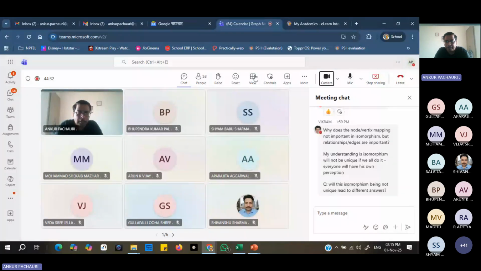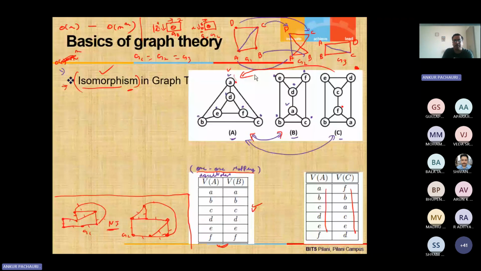So it will not be unique. If we are comparing this with this graph, then the mapping will be this. If I am comparing A and C, the mapping will be this. But for A and C, the mapping will be different. Okay, in that sense, sometimes they can be unique, and sometimes they cannot be unique.